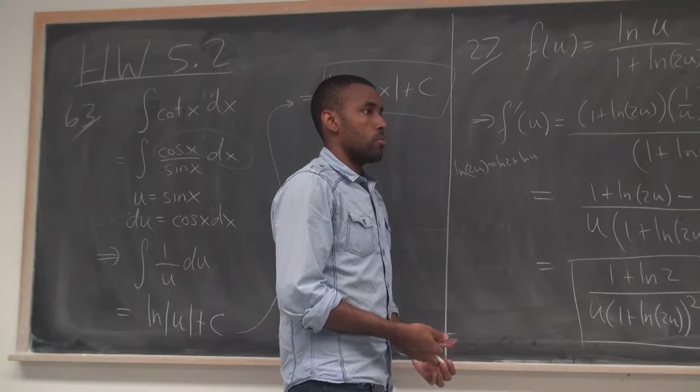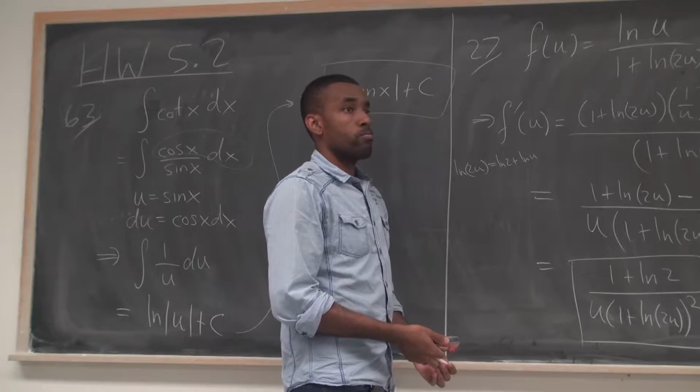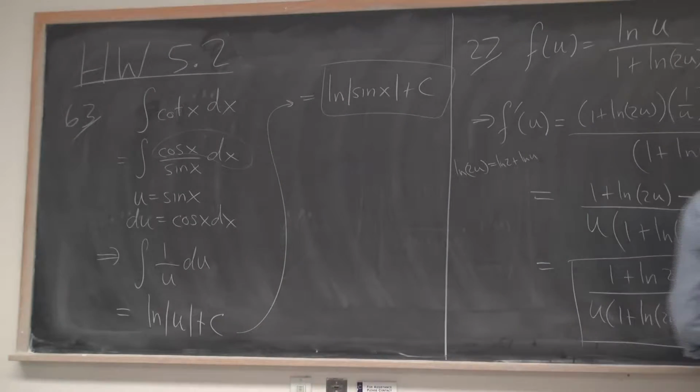Other questions? ln of 2 minus x minus 5x squared. What are we supposed to do with that? Just differentiate? So how do you differentiate it?